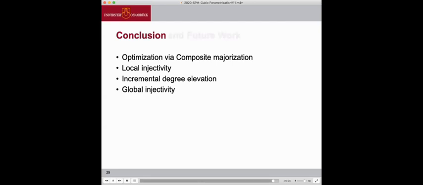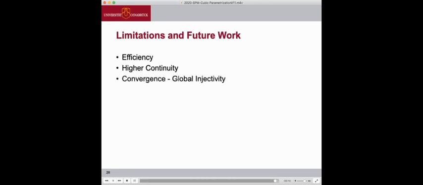Finally, more work can be done to improve the efficiency, for example, by choosing quadrature based on the gradient of the Jacobian, providing higher continuity instead of just C0, a guaranteed global optimum in case of global injectivity, and probably a better and more efficient way to compute the inverse map.